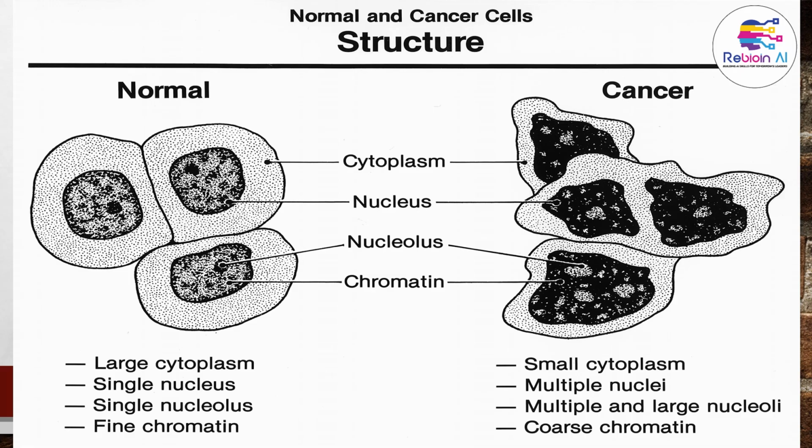Another important feature is chromatin, which contains DNA. In normal cells, chromatin is fine and evenly distributed. In cancer cells, chromatin appears coarse and dense because of abnormal DNA organization and genetic mutation. Overall, normal cells have a regular shape, controlled growth, and normal cellular structure. In contrast, cancer cells have an irregular shape, multiple nuclei, enlarged nucleoli, coarse chromatin, and divide uncontrollably.